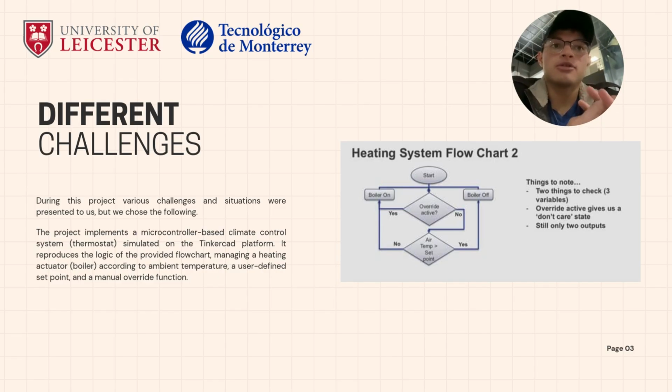Our goal was to reproduce the behavior of a thermostat using a microcontroller on the Tinkercad platform. The system follows the flowchart shown here. It checks two main conditions: whether the manual override is active, and if the temperature is higher than the user-defined set point. One interesting challenge was handling the don't care state when the override is active, since it forces the boiler to stay on regardless of the temperature. This helped us to understand how to translate logical flowcharts into working microcontroller code that manages real variables and outputs.